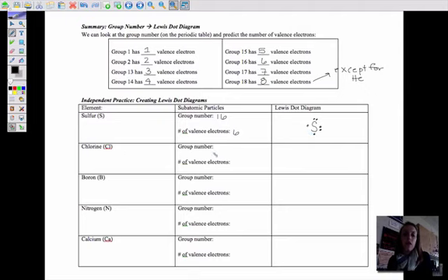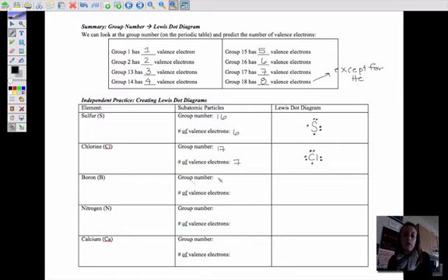Moving on to chlorine, he's in group 17, which means he's going to have 7 valence electrons if I look at my table up here. So my symbol for chlorine is Cl, and if I have 7 valence electrons, I have to put 1 on each side first. So now I'm up to 4, but I have 3 more, so I'm going to go around again and pair them up. So 5, 6, 7. So I have 3 pairs of electrons and 1 empty slot.